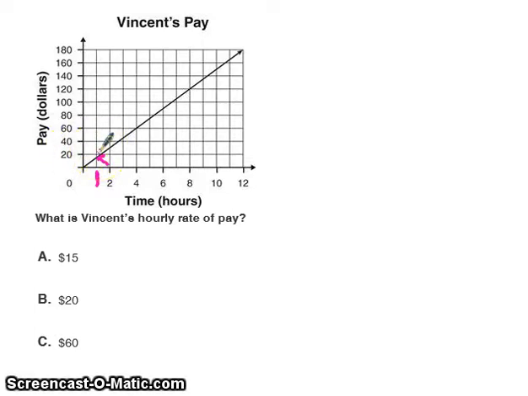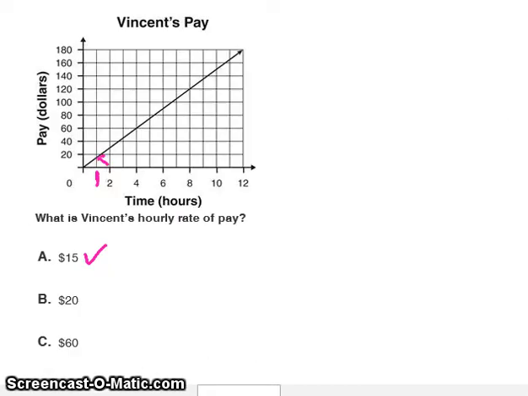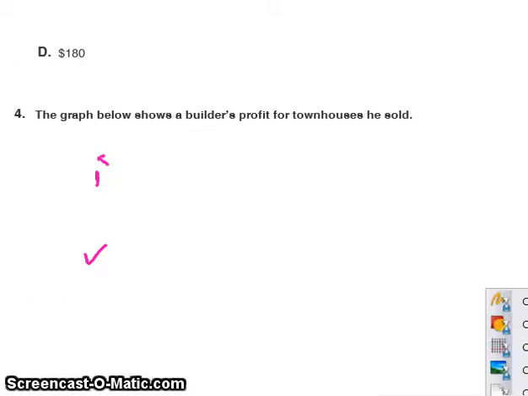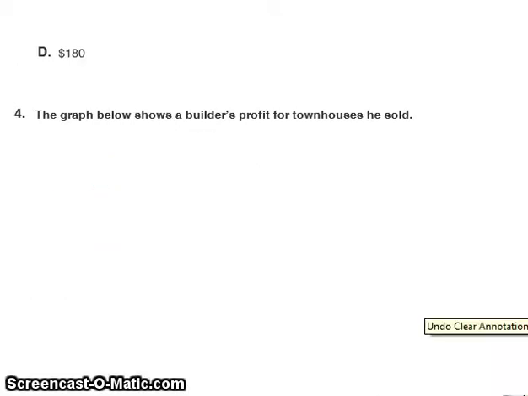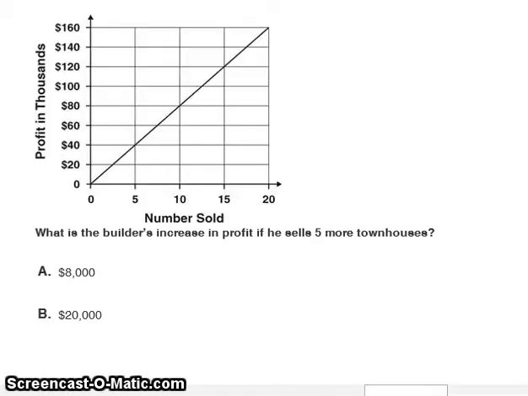Looking at my answer choices, A looks good. Let's see if we can find D. And D is 180, so that's not it either. So between those 4, A is the only one that remotely makes sense. All right, number 4 question. The graph below shows a builder's profit for townhouses that he sold. Here's the graph. What is the builder's increase in profit if he sells 5 more townhouses?